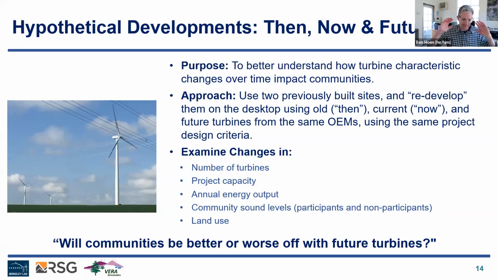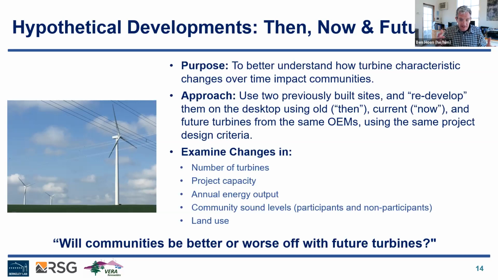I mean, in the perfect world, you could just go out and develop a bunch of projects and check it out yourself. And in fact, there are projects out there that have these modern turbines in them. But we wanted to start at the desktop and do relatively simple analysis. And that's what this is. But it does tell us some things that otherwise we wouldn't have been able to do. So we're using a desktop software technique, which is not unlike what developers use when they are siting or micro-siting projects in communities.